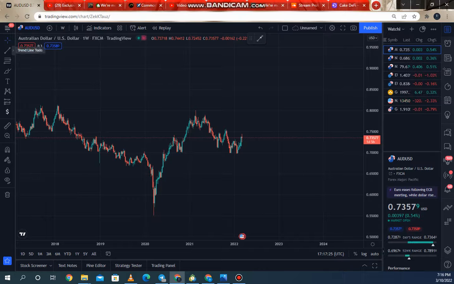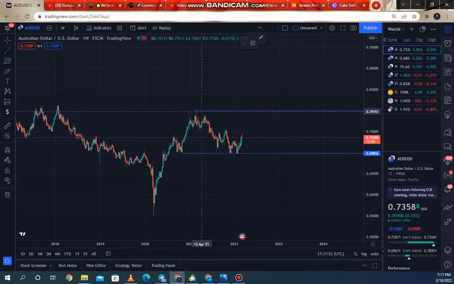Here on the weekly time frame, we can see how Aussie dollar has been moving. We have this impulse, and then this correctional phase that is forming. So we have the impulse, correction, impulse, and then this should be our correction, right? Now I'm gonna highlight our area of value here on the weekly.